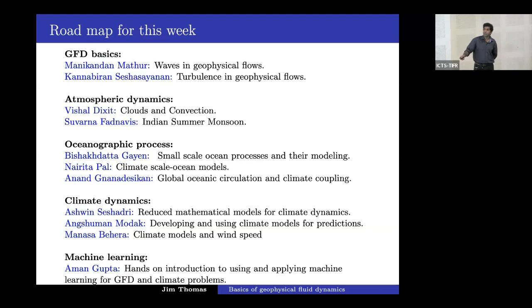So Ashwin will tell us how simple models can be derived and used for climate-scale processes. Anshuman will talk about the other extreme: developing climate models and using them to predict features and dynamics of climate. And then we have Manasa, who's going to talk about resolving wind speed, which is a very important feature, in climate models. How do you resolve that?